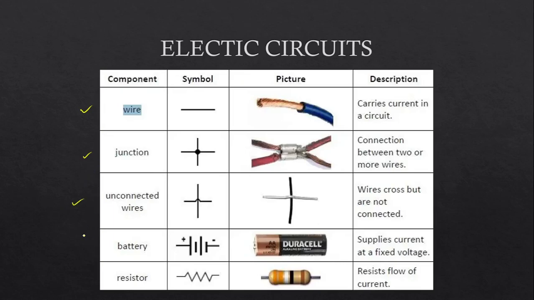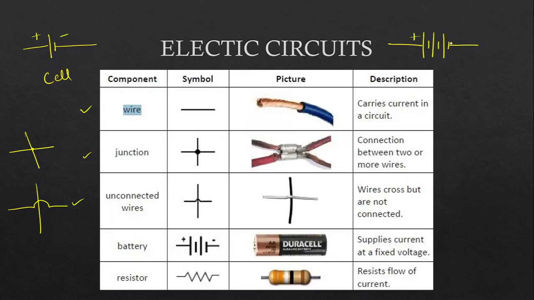Then we have unconnected wires. If you draw like this, it means that two wires are connected. But if the two wires are not connected, you should not overlap them. We'll just make it pass over it. This means these are unconnected wires. Then we have the battery. If I write one big line and another small line, this will be called a cell. Whereas if I take a series of cells, this will be called a battery. So I'll just keep two lines.